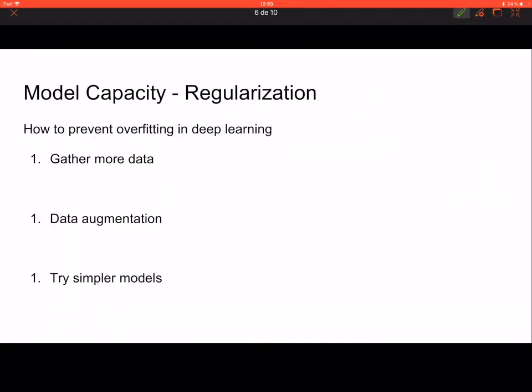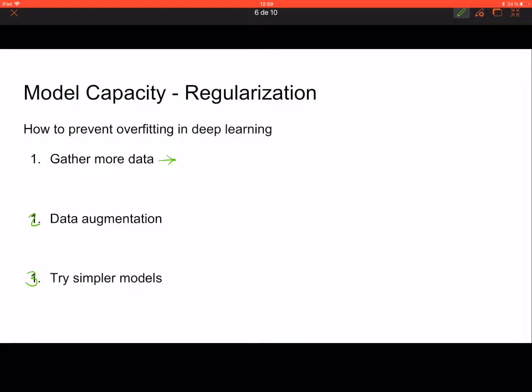All right, let's just talk a little bit more about how to prevent overfitting. The way we do this is by using regularization. So one way of preventing overfitting is to gather more data. This is wrong, so this should be 2 and 3.